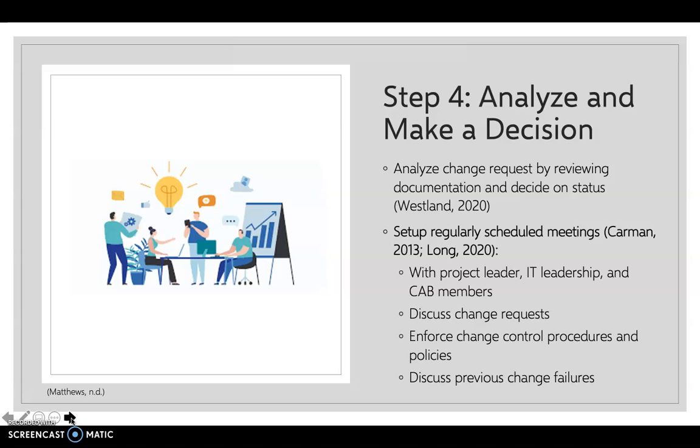It's important to set up regularly scheduled meetings between the project leader, IT leadership, and CAB members, which should include representatives from finance, marketing, administration, IT, and each medical unit of the hospital. These meetings should discuss change requests that have been submitted to evaluate the proposed changes as a team and to avoid a backlog of requests. Throughout these meetings, the project leader should enforce that all procedures and policies be considered while analyzing change requests. The meetings present the opportunity to discuss how previous changes have failed and what improvements can be made to the change control process for future change requests.